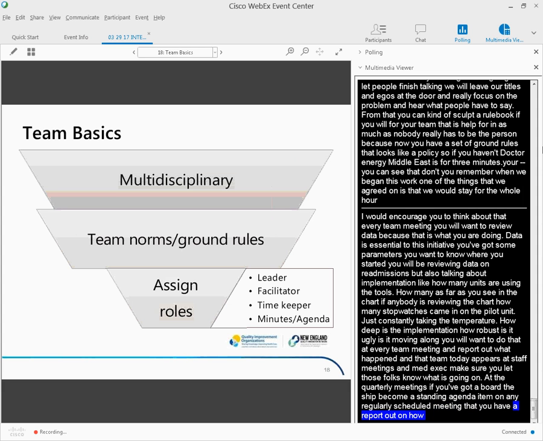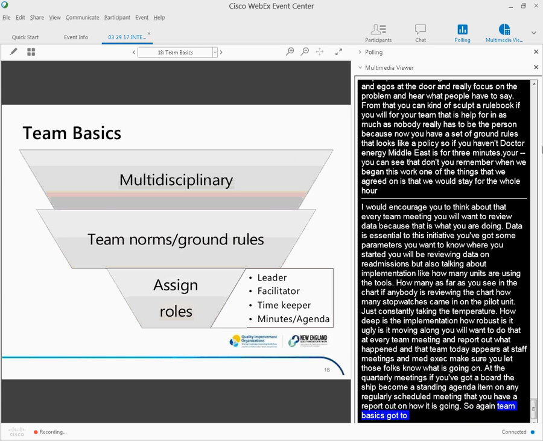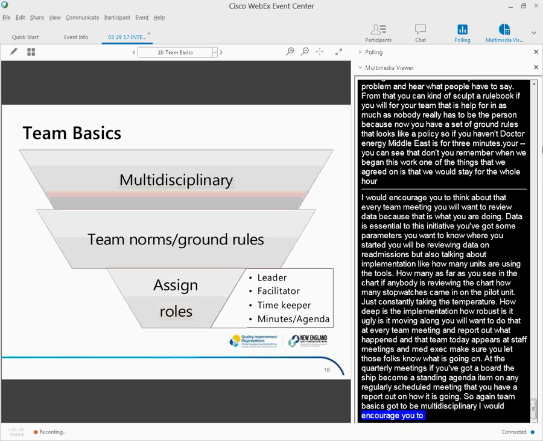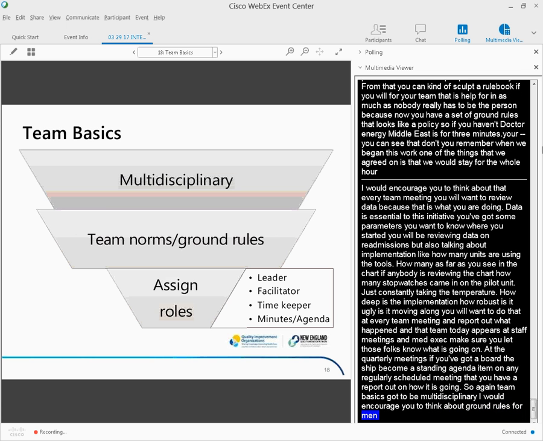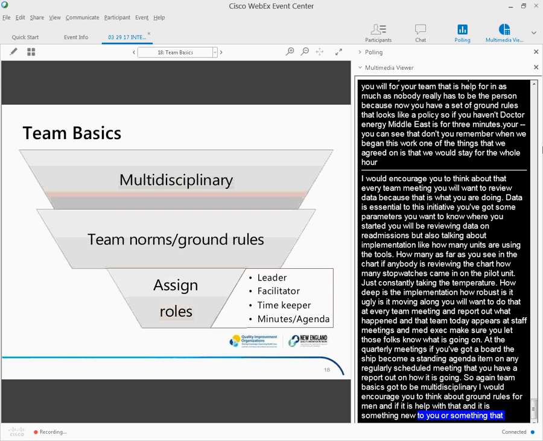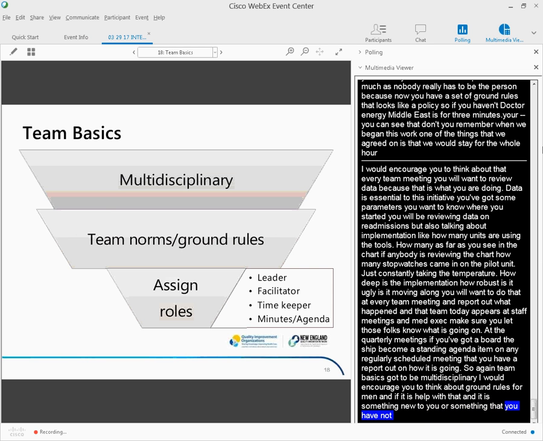It's got to be multidisciplinary, truly it does. I would encourage you to think about team norms and ground rules, forming them at the first team session. If you need help with that, if that's something new to you or something you haven't tried before, please feel free to call us. We'll help you with that. And I would very much encourage you to assign roles, even if that's not how you usually do it in your facility. This is a good place to try that too.